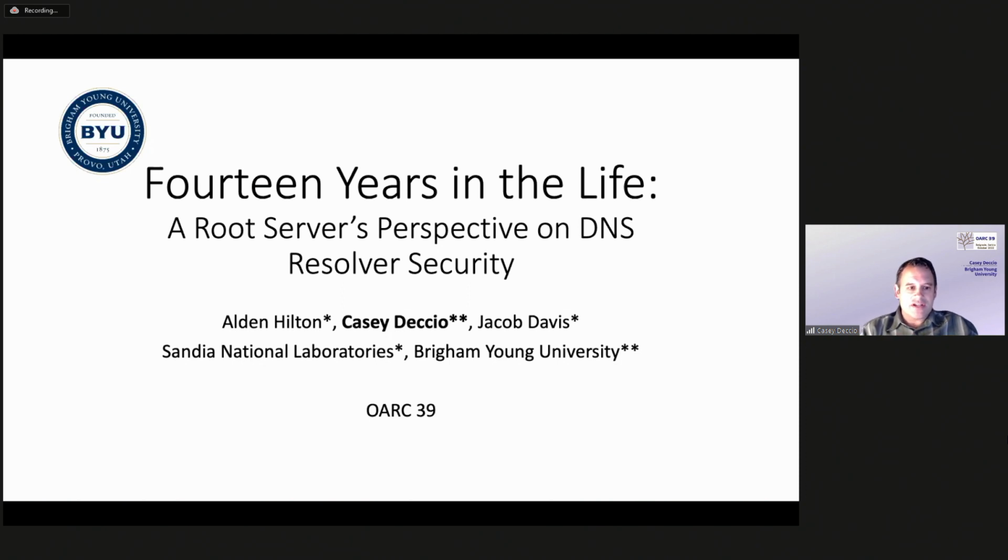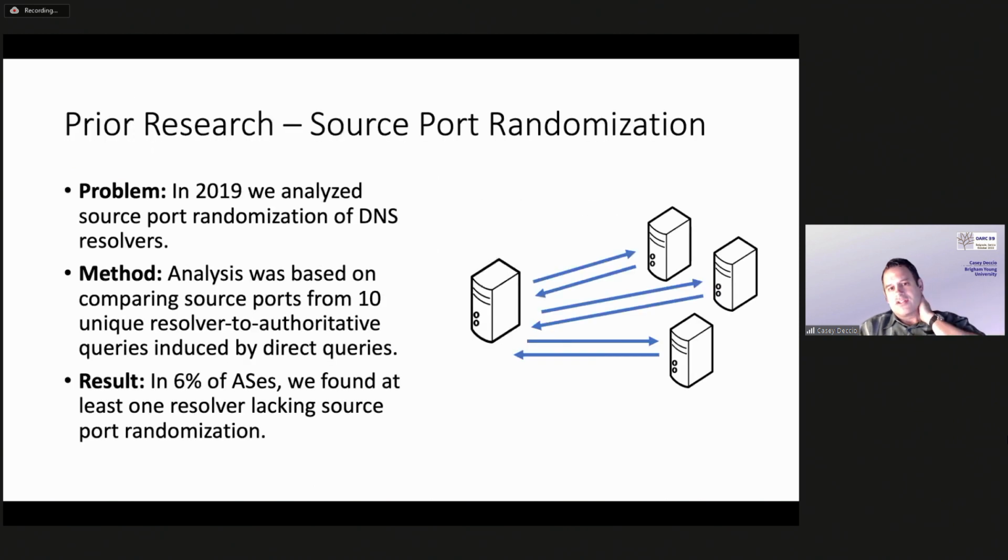So the title of my talk is 14 Years in the Life, a root server's perspective on DNS resolver security. And actually it's sort of a play on words because we're using root data. So you could also say a root server's perspective on DNS resolver security. We'll talk a little bit more about what that means as we go along. But first I wanted to start with some of the impetus for this.